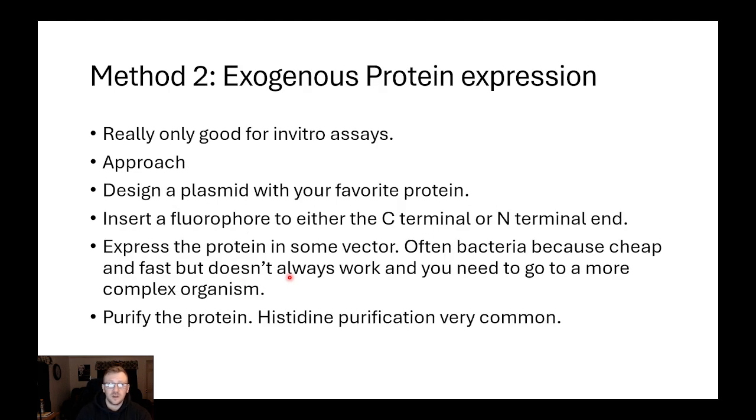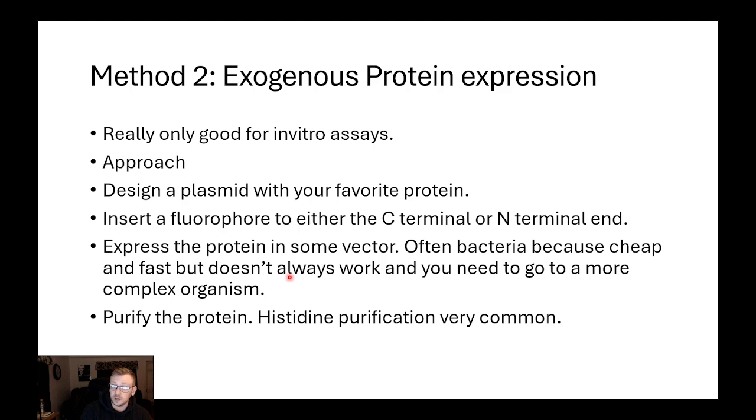The second method is exogenous protein expression. So this is really only good for in vitro assays. You're generally not going to throw an exogenous protein into a living cell and have it be happy. But when you're looking at an in vitro system, it's really powerful and really easy to use. So the approach is you're going to design a plasmid with your favorite protein, and then you're going to insert a fluorophore to either the C-terminal or N-terminal end, just like in CRISPR, and then you're going to express the protein in some sort of vector.